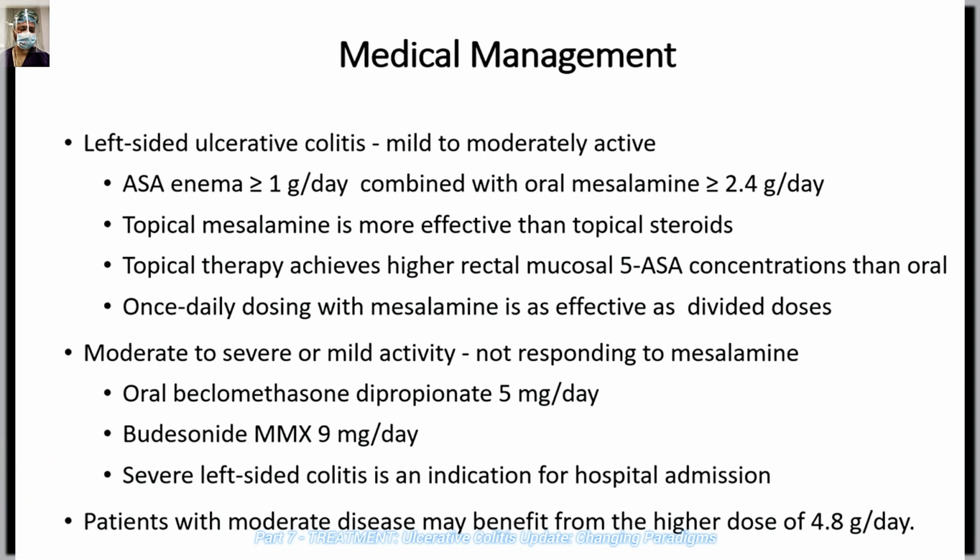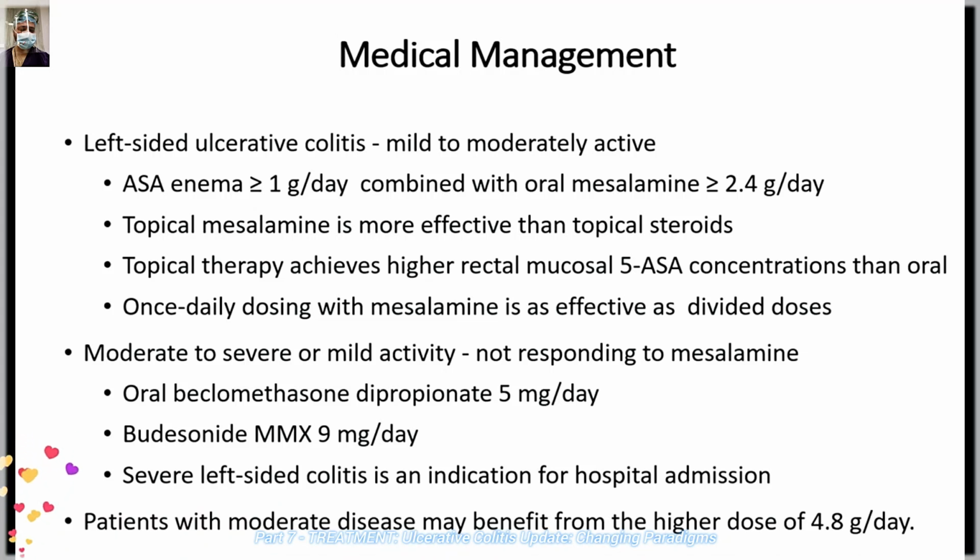Topical mesalamine is more effective than topical steroids, as I've already said. Topical therapy achieves higher rectal mucosa 5-aminosalicylic acid concentration than oral. Once daily dosing with mesalamine is as effective as divided doses. Again, it's a repetition of the previous talk. For moderate to severe activity, or mild activity not responding to mesalamine, oral beclomethasone dipropionate 5 mg per day is effective, or budesonide 9 mg per day.